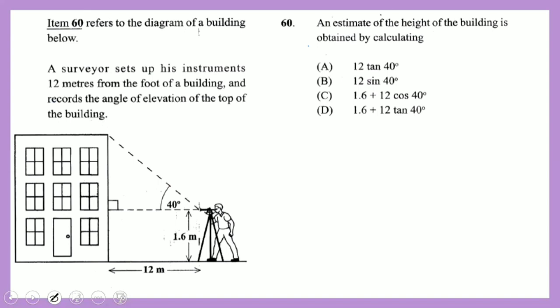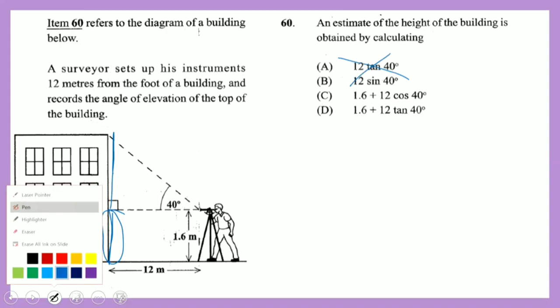And finally, the surveyor sets up his instruments 12 meters from the foot of a building, and he records the angle of elevation of the top of the building. What is an estimate of the height of the building? So height of the building, we want to know what's the height here and here. We already know this part of it, which is 1.6. So we know the height is going to be 1.6 plus something else. Rub out A and B from now, based on observation.